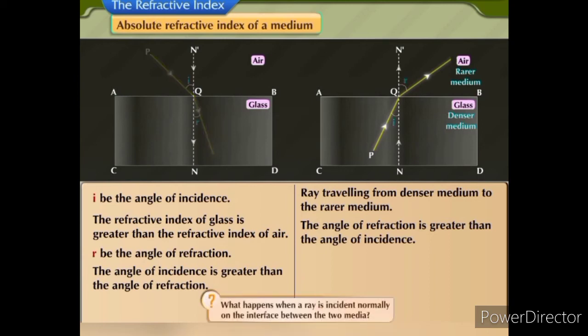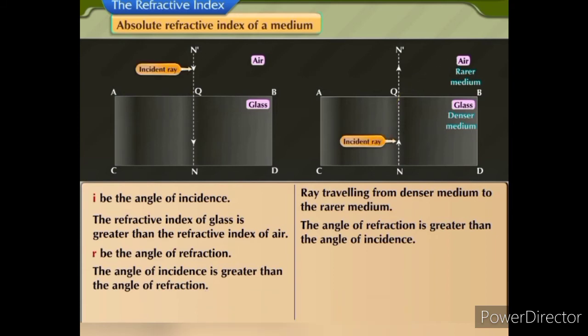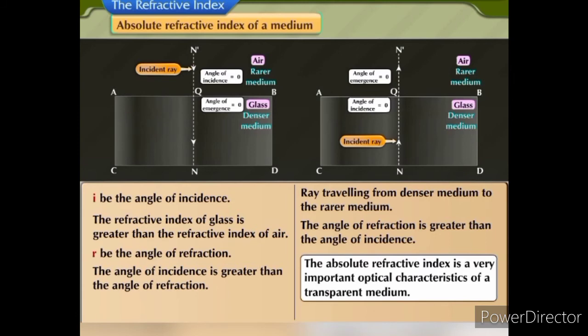What happens when a ray is incident normally on the interface between the two media? The ray which is incident normally on the interface between the two different media propagates undeviated from one medium to another. Consider a ray of light traveling from a rarer to denser or denser to rarer medium. Here, angle of incidence is zero. Therefore, the angle of emergence is also zero. The absolute refractive index is a very important optical characteristic of a transparent medium.